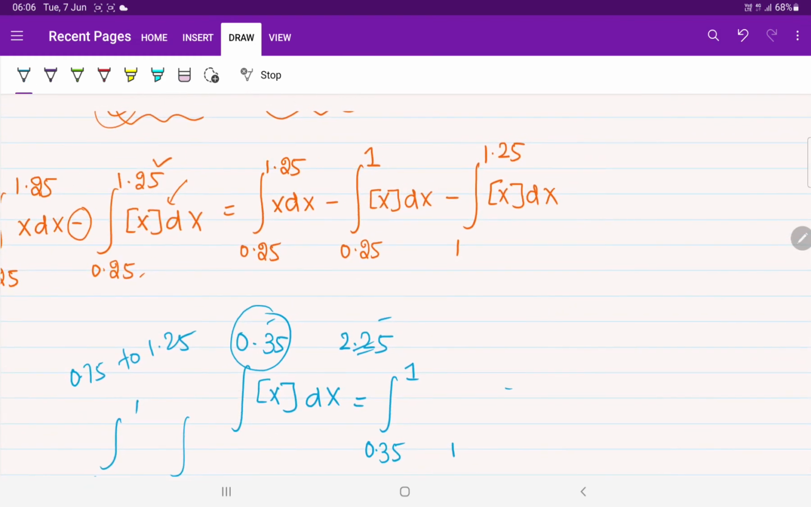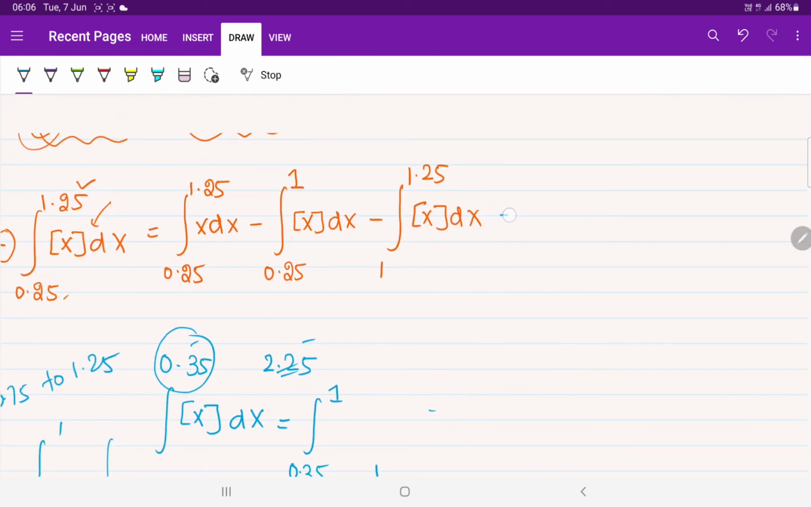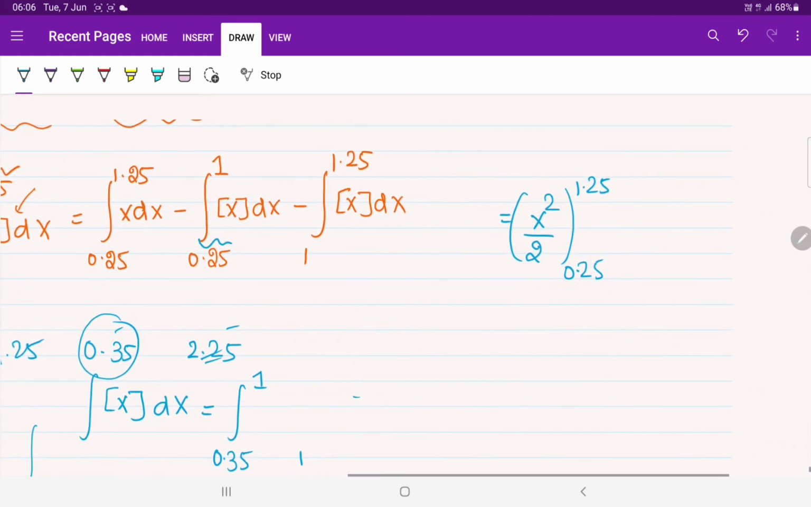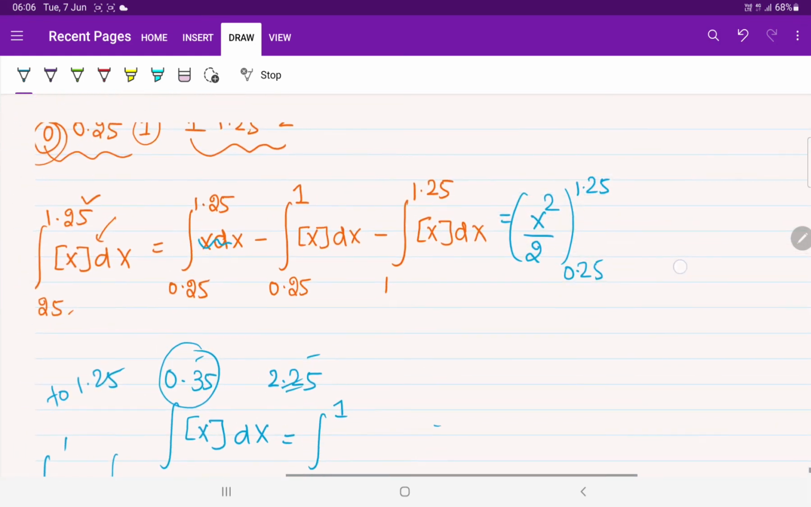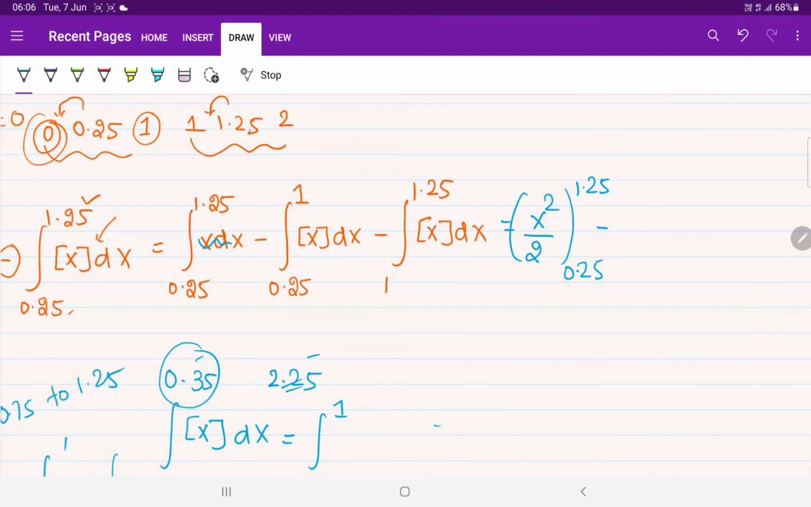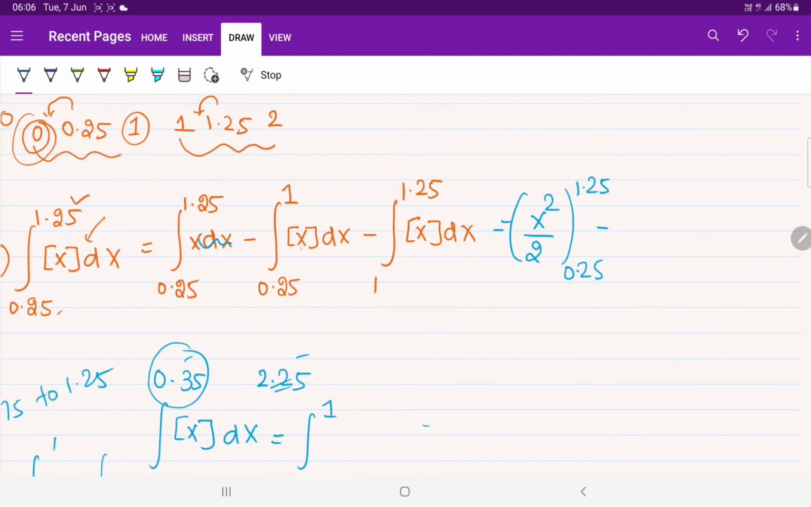Okay, now take the function and proceed further in order to bring the answer for our question. If I integrate x, it will automatically become x square by 2. You know how to proceed further. From here you can put 0.25 to 1.25, no issues. Again, the second case will become minus. I have to figure out the value of the closed interval of x now.